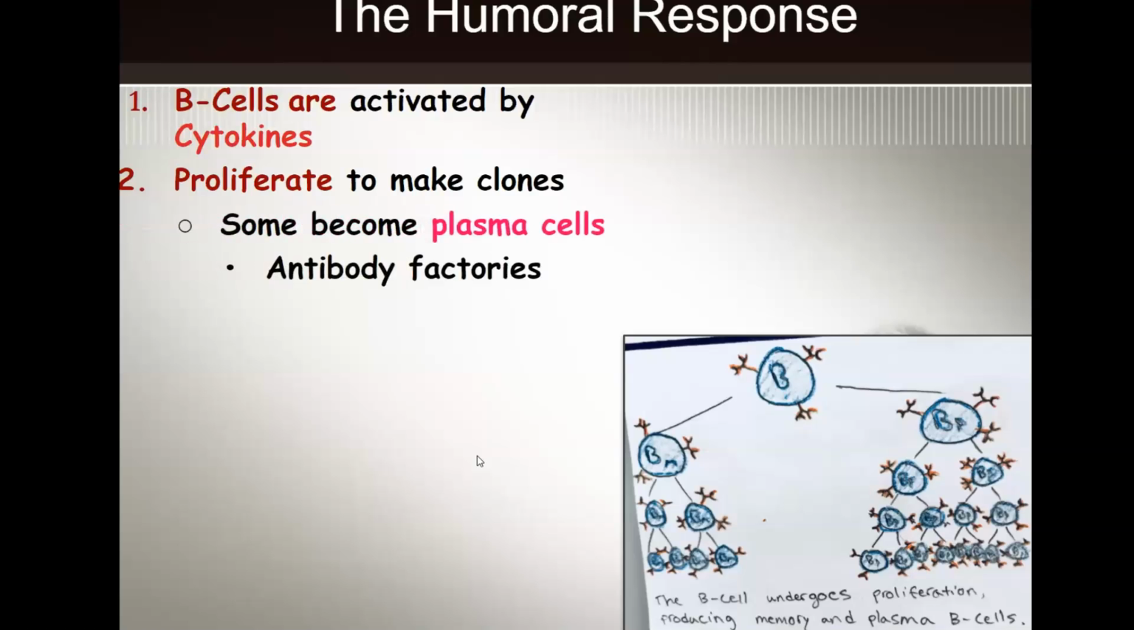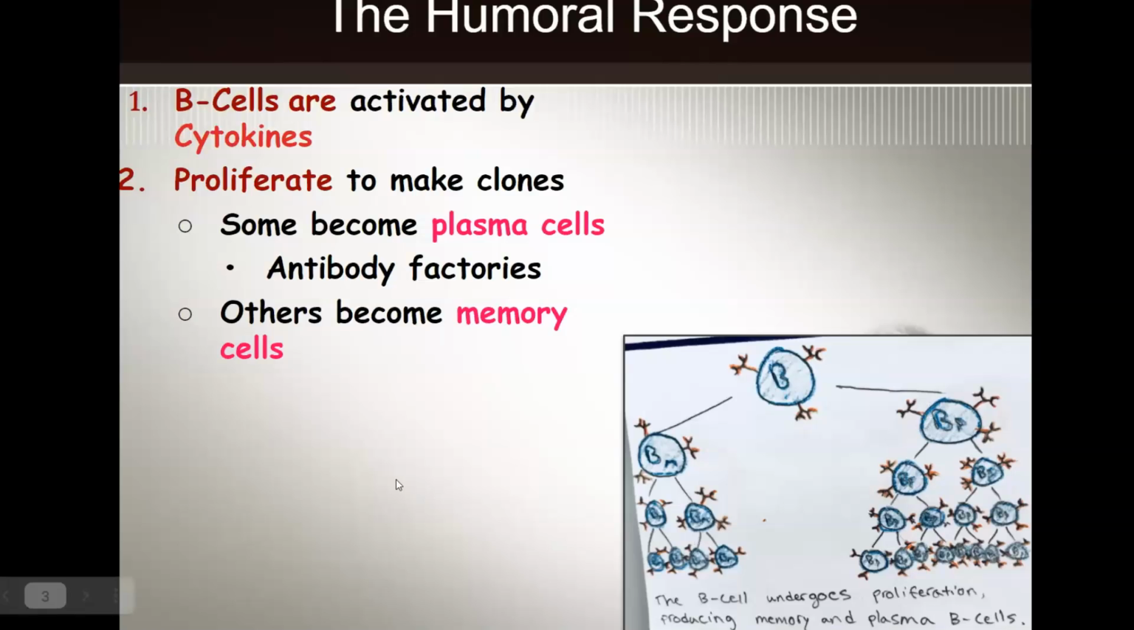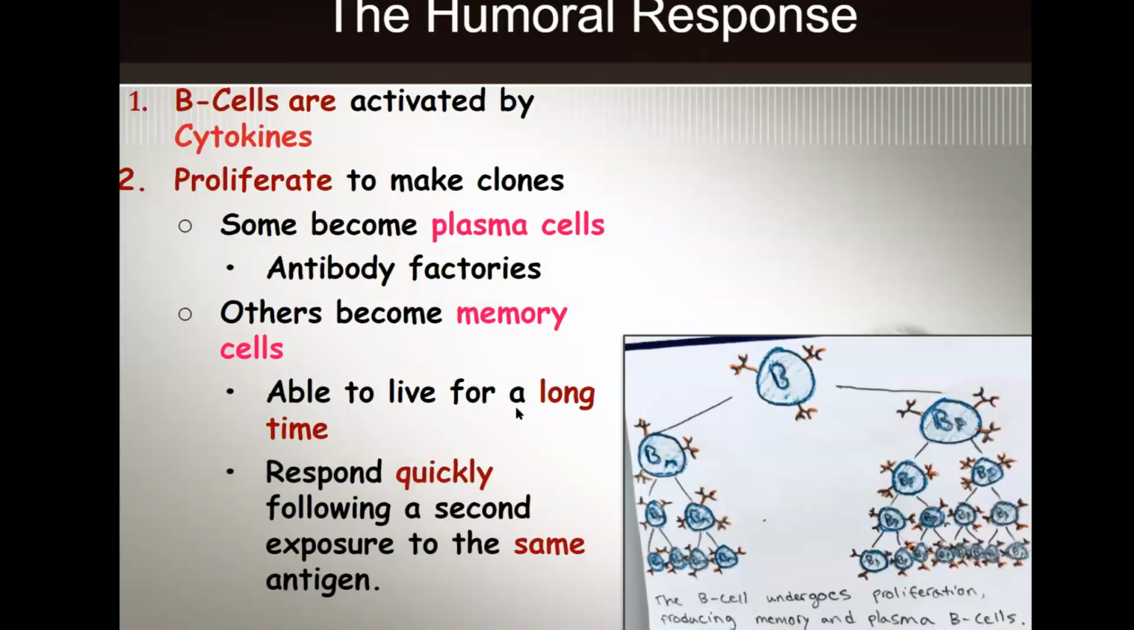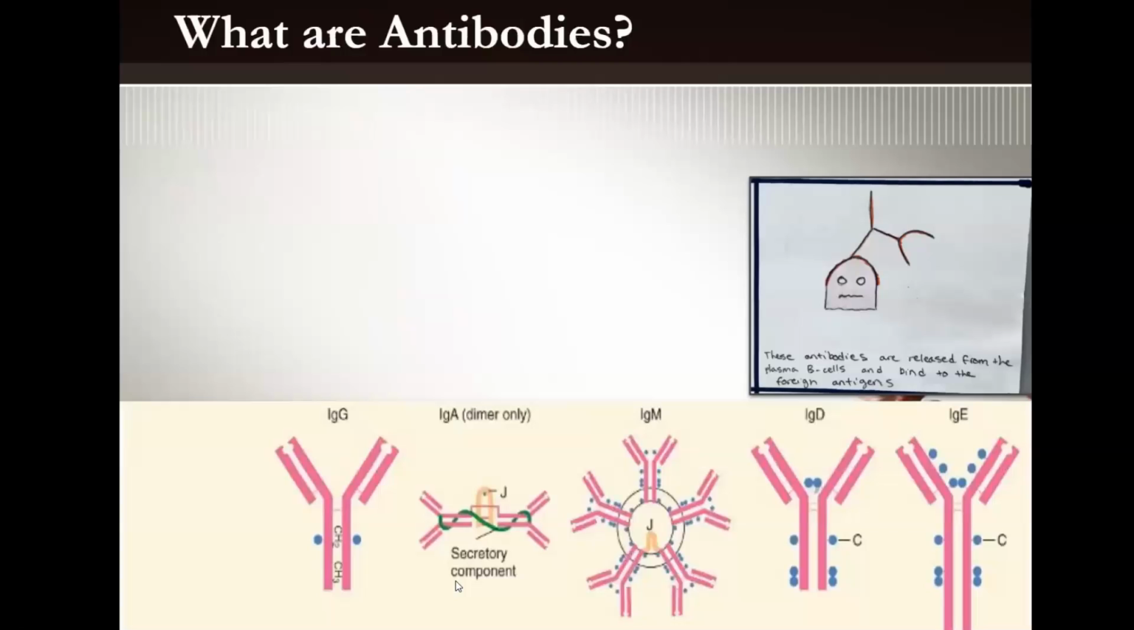Some of them may become plasma cells. The plasma cells will be the ones that generate the antibodies. So they are antibody factories. And the others become memory cells. We talked about the primary and secondary responses the other day. So the memory cells maintain that differentiation, specificity, and recognize antigens in the future. So memory cells have a much longer lifespan than does the plasma cell. So this is the one that gives us lifelong immunity, hopefully. They respond quickly to a secondary exposure.